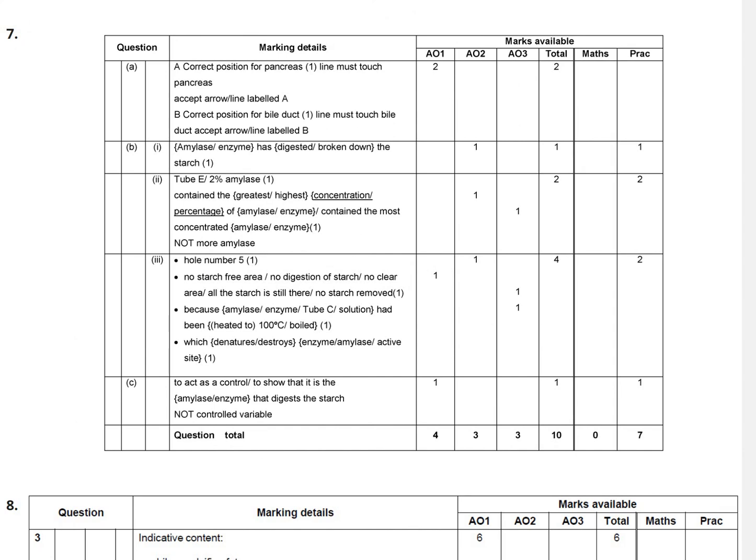because there is no digestion of starch occurring, because the enzyme had been heated to 100 degrees, which means it has been denatured. So the first mark is for identifying that it's hole number 5. The second for saying that there has been no digestion of starch, there's no clear area, because the enzyme has been heated to 100 degrees, which means it has been denatured.